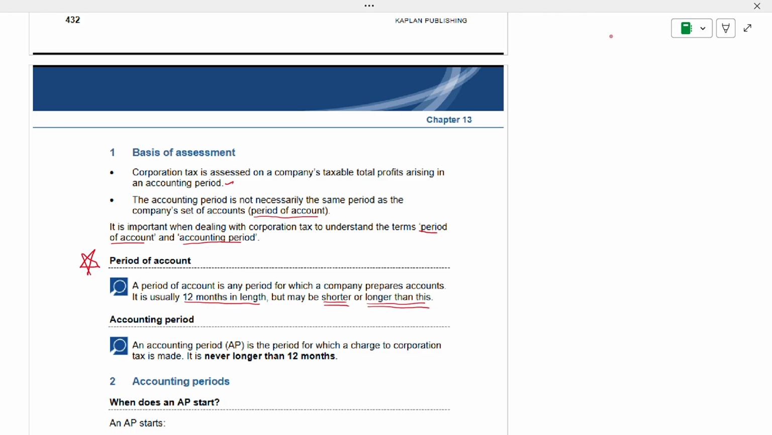Huge discussions. An accounting period is a period for which a charge to corporation tax is made. It is never longer than 12 months. They have put it in bold. It is never longer than 12 months. Whereas period of account will be shorter or longer than 12 months.